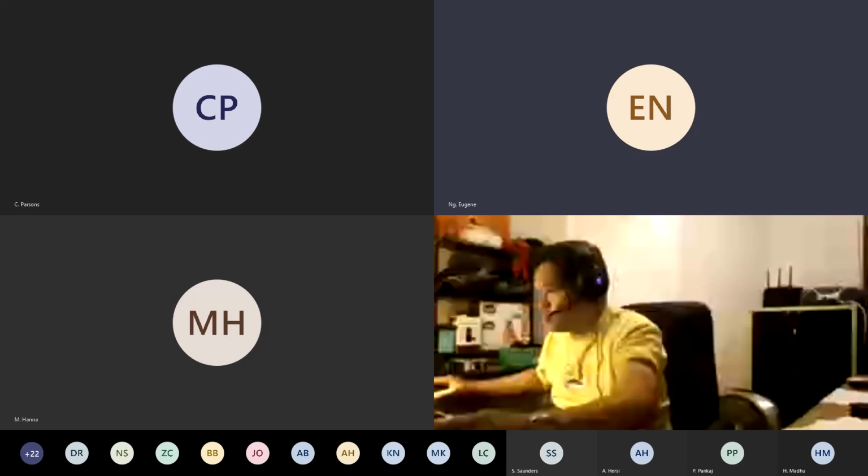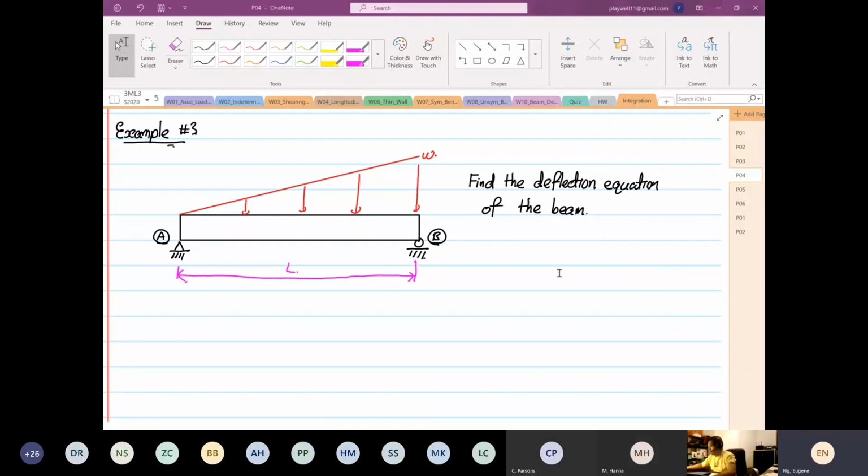Right. So we're going to look at this example number 3, where we're going to find the deflection equation of the beam, okay? So we want to see how this beam deflects. And we know that, given the load, the beam will probably deflect.